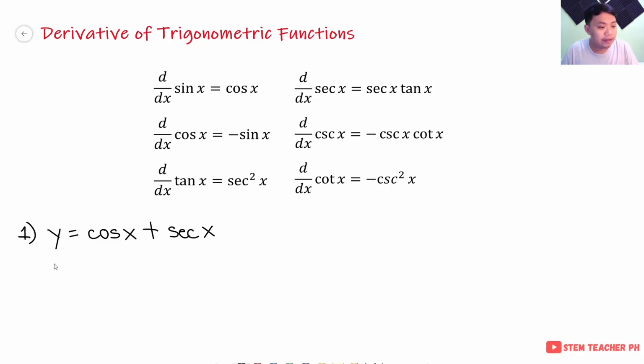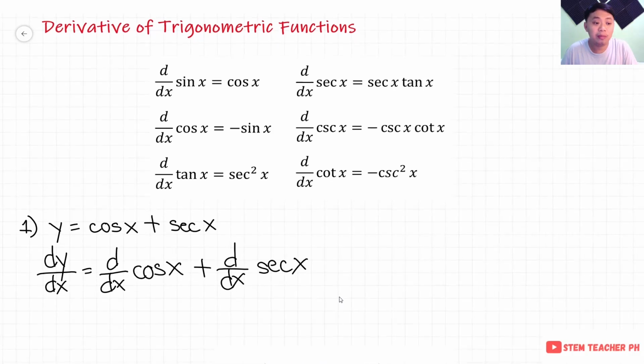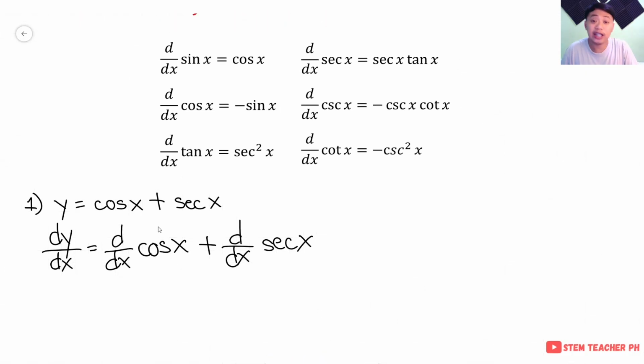So getting the derivative, we have dy over dx is equal to derivative muna with respect to x nung una, that is cosine of x, and then we add second term, derivative with respect to x of secant of x. And then as we follow, ito yung formula sa taas, ang derivative with respect to x ng cosine is just equal to negative sine. Kaya itong buong part na to will already become negative sine of x.